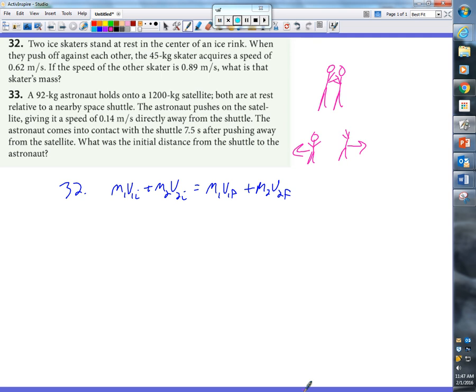that person that way. So the entire left-hand side of this equation cancels out because they both started at rest. That's 0 and that's 0, so the whole side becomes 0. So we have 0 is equal to M1 V1 final plus M2 V2 final. We have the mass and velocity of the first person afterwards, and the velocity of the second person afterwards. The first person is 45 kilograms, and after they push off each other, moves away at 0.62 meters per second.